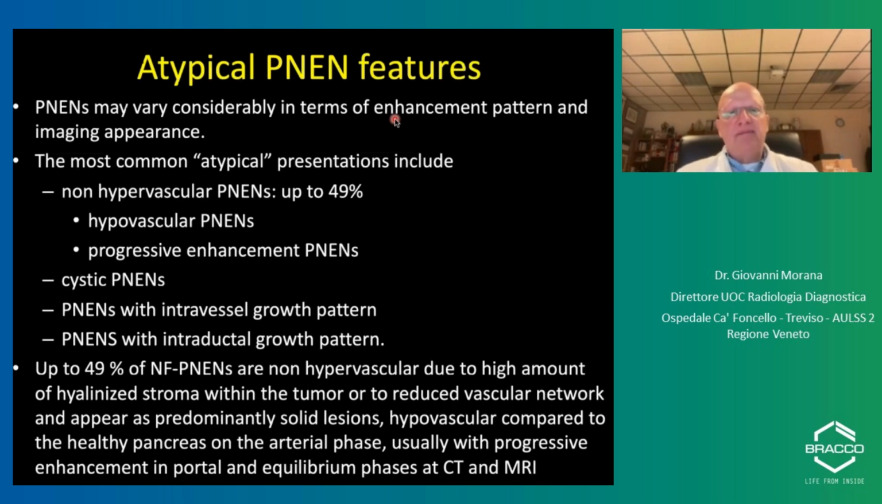But do not forget that PNENs can lead to atypical features, and the most common atypical presentation includes non-hypervascular PNENs, up to 49%. That means hypervascular PNENs can simulate a pancreatic ductal adenocarcinoma, or PNENs which show a progressive enhancement. But we can also have cystic PNENs, and in other more rare cases, the intravessel growth pattern or intraductal growth pattern. In this case, we have a reduction of the vascular network and increase of stroma, and this leads to this atypical dynamic behavior.